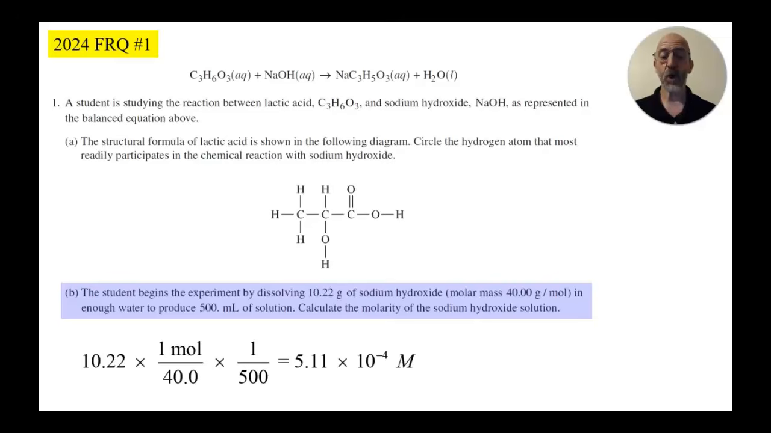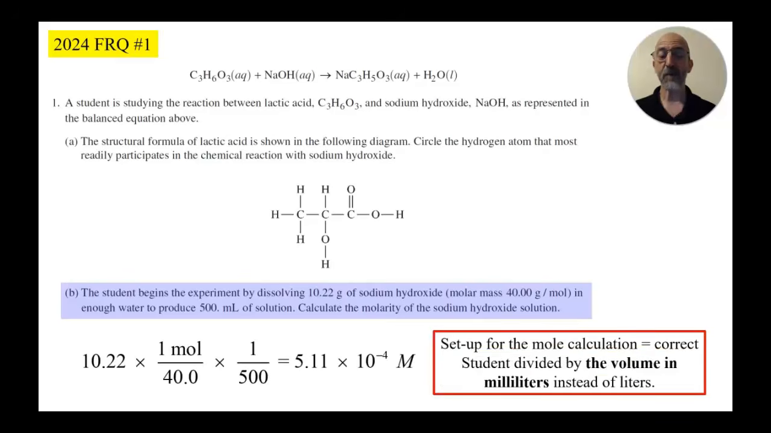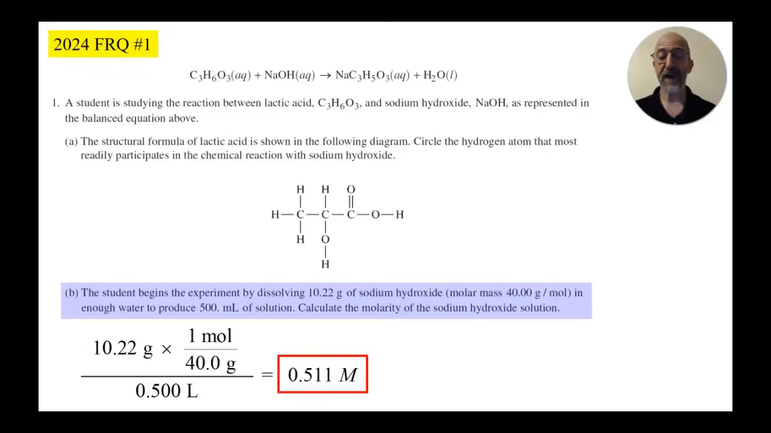So did this student go from grams to moles? Well, I see 10.22 divided by 40 with no units. And then they divided by 500. So the mistake here is they successfully calculated the number of moles of sodium hydroxide, but instead of dividing by the volume in liters, they divided by the volume in milliliters. So the setup for the mole calculation is correct, but they divided by 500 instead of dividing by 0.5 liters.